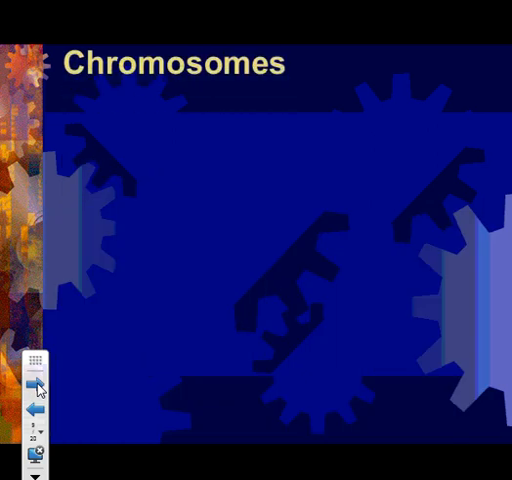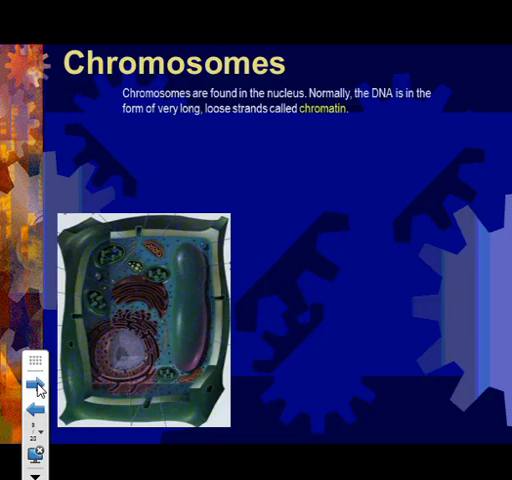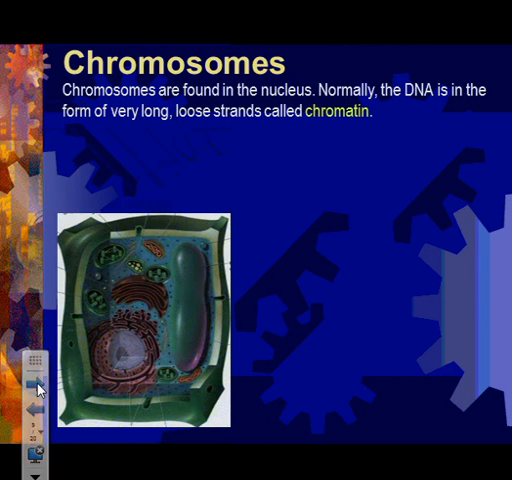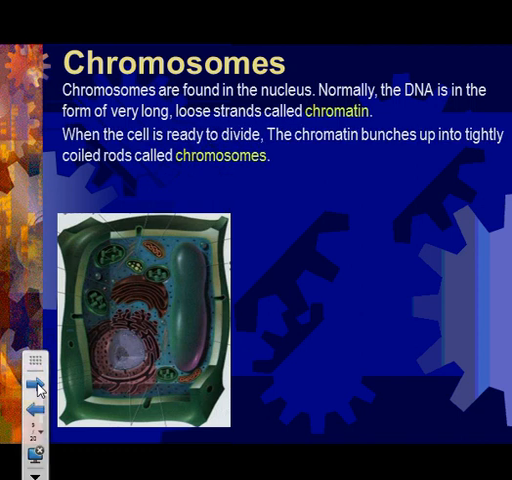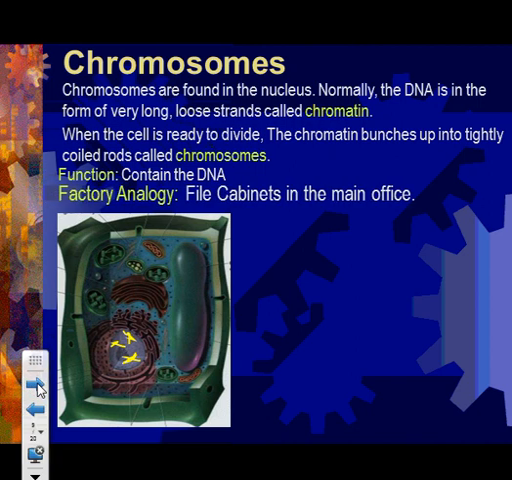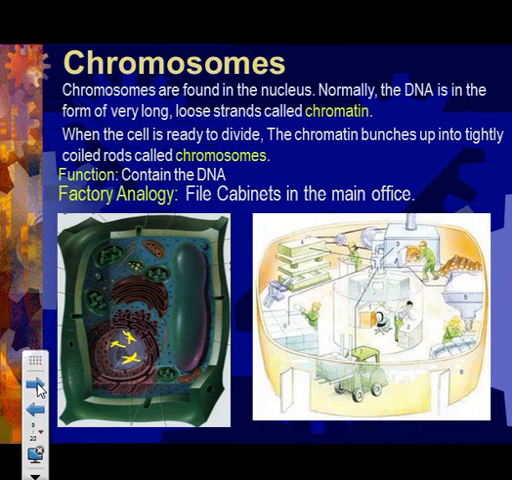Next, we have chromosomes. Chromosomes are found in the nucleus. Normally, the DNA is in the form of very long, loose strands called chromatin. But when the cell is ready to divide, the chromatin bunches up into tightly coiled rods called chromosomes. Because the DNA gets copied here, you actually end up with two rods, doubled rods, and they often look like X's, like we see here. Now, the function of the chromosomes is they contain the DNA. The factory analogy would be like file cabinets in the main office.